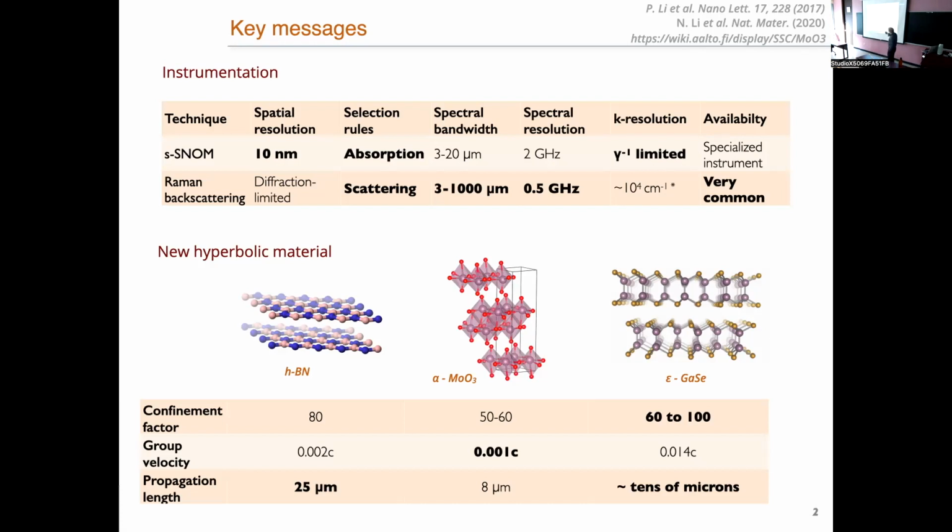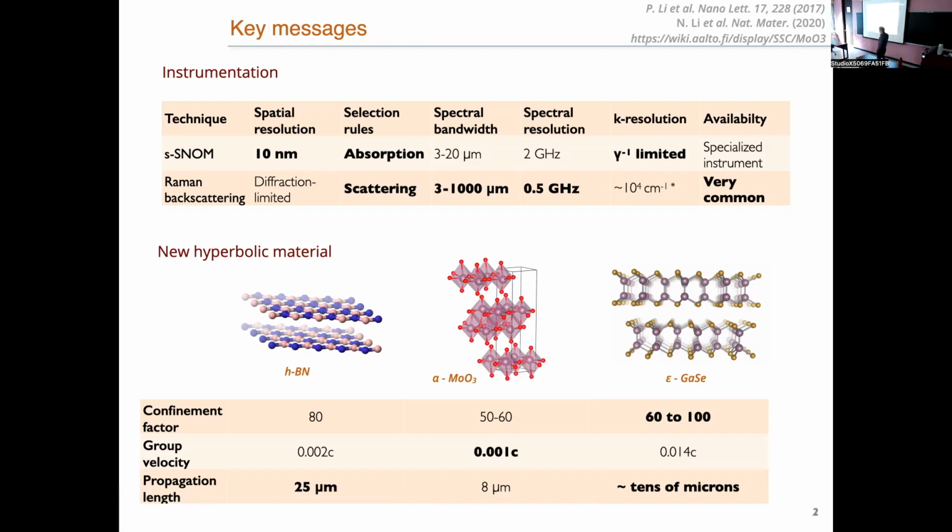In this presentation, I'll present results on phonon polaritons that use Raman spectroscopy in a backscattering configuration. Using this technique, we can get the same information as you can get from SNOM: dispersion curves, confinement factors, group velocities, and so on. I'll describe the advantages and disadvantages of this technique with respect to the other one. But one of its main advantages is that it is a very common technique. It is available virtually in all labs working on 2D materials around the world. So in contrast to SNOM, this is easily accessible.